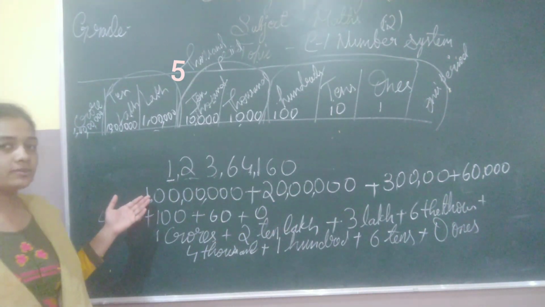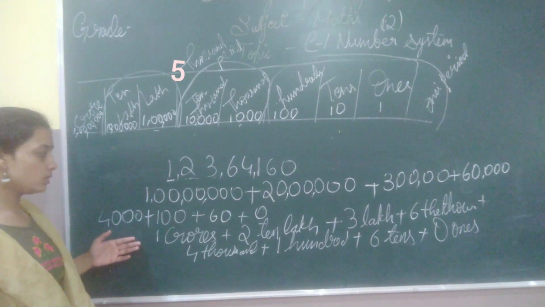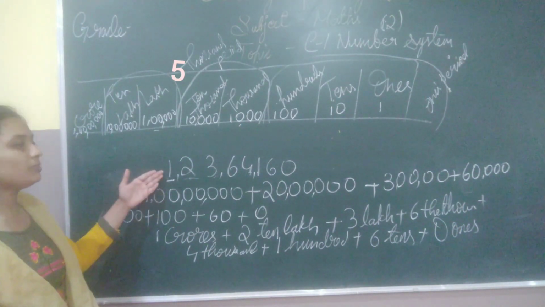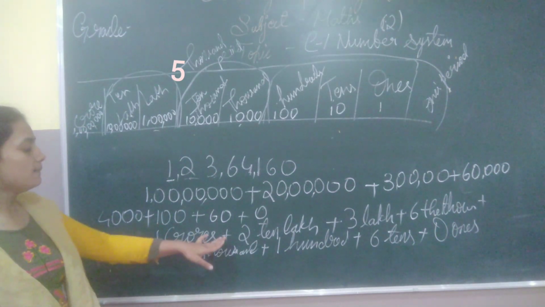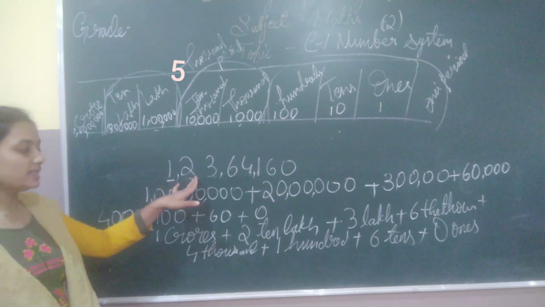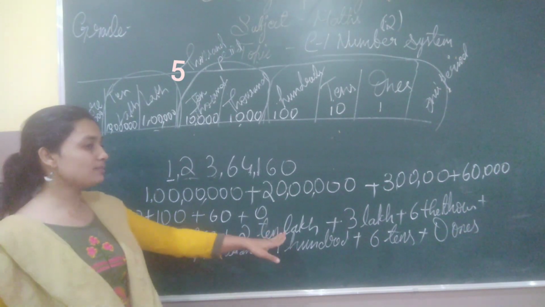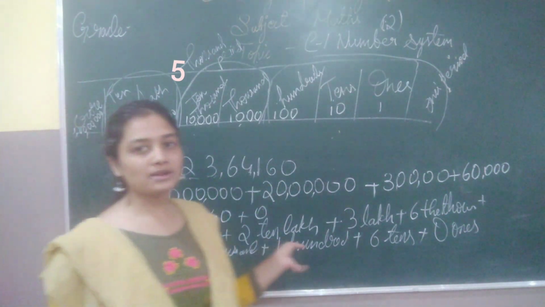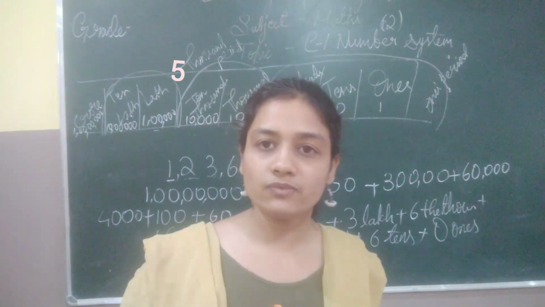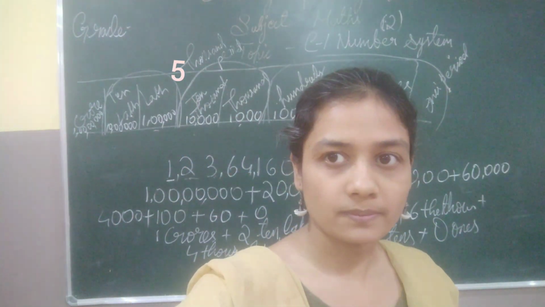If you are not comfortable with that, you can also write it in words. Write the number and write which place it is. 1 is in crore place, so 1 crore. Plus 2 is in 10 lakh place, so 10 lakh, and so on. So this is expansion. There are two ways. Whichever is comfortable for you, you can do it that way.